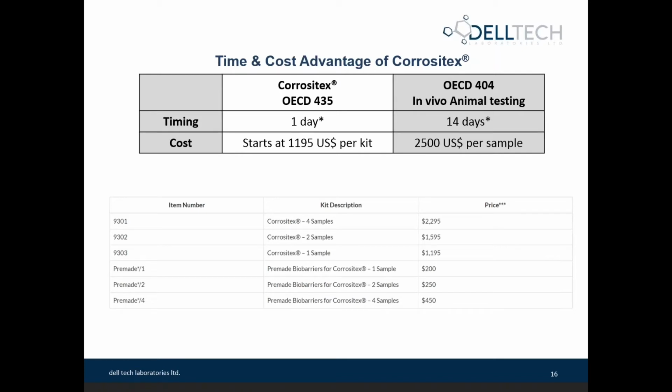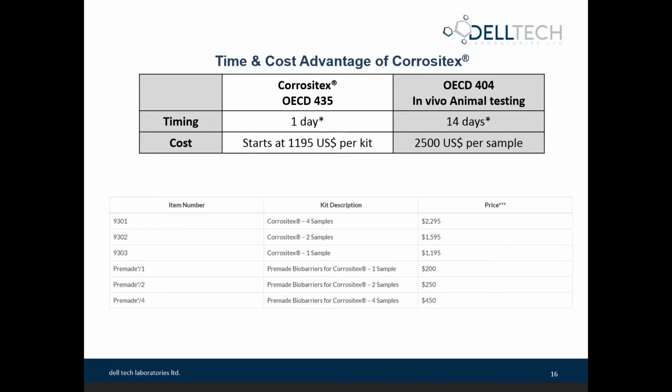You could start first thing in the morning, break your biobarriers, refrigerate them for 2 hours, and do your testing after lunch, and you can have results by the end of the day. The traditional animal testing, the test runs up to 14 days if there is any observed tissue damage.